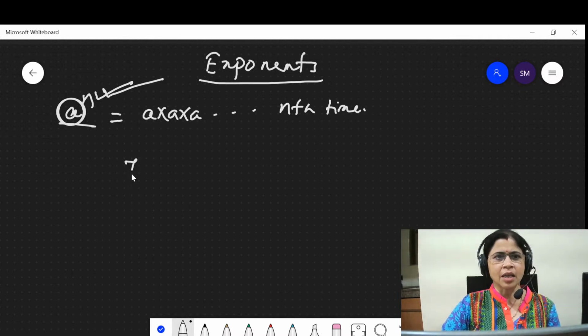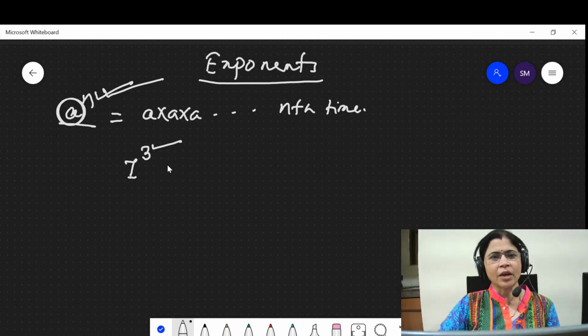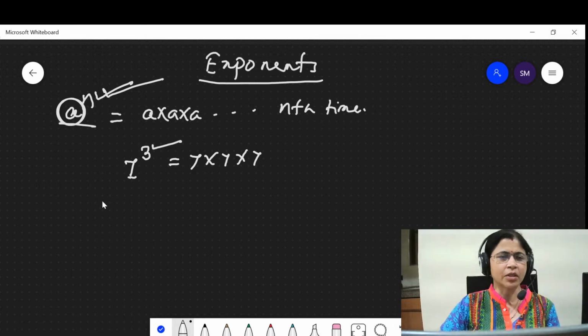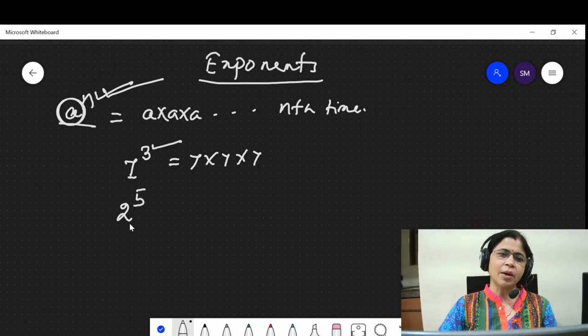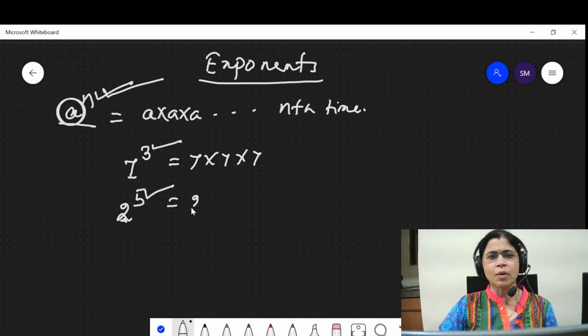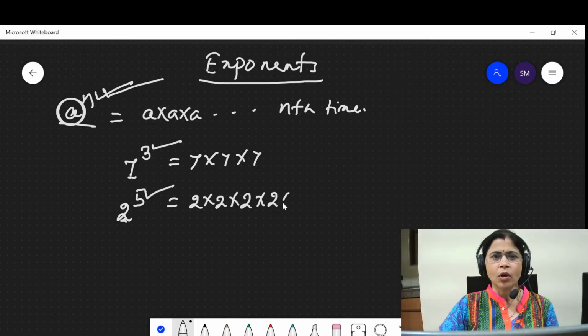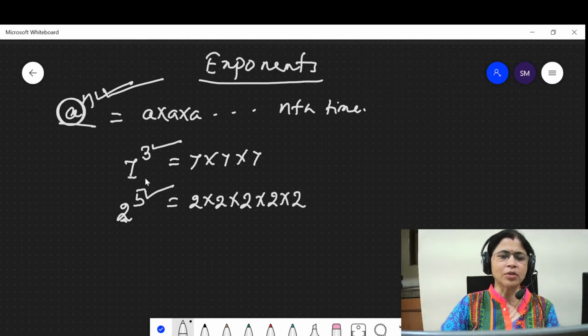Suppose I say 7 to the power 3. Here 7 is the base and 3 is the exponent. 7 to the power 3 means multiply 7 3 times. If I say 2 to the power 5, 2 is called the base and 5 is called the exponent. Then 2 to the power 5 means multiply 2 5 times.